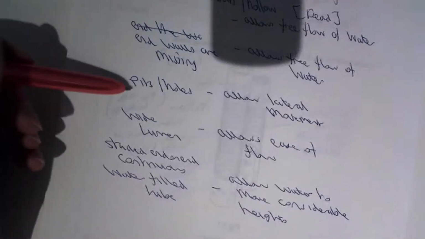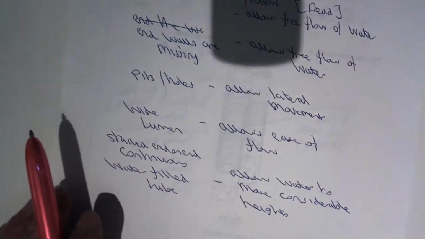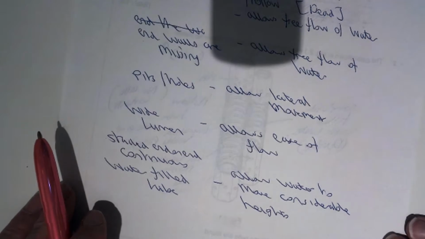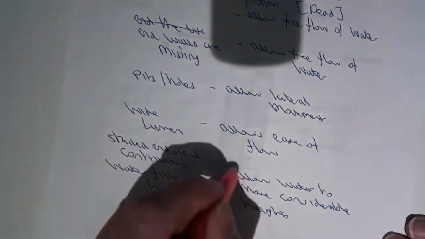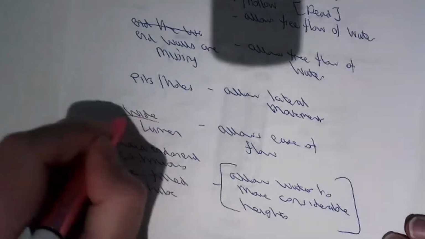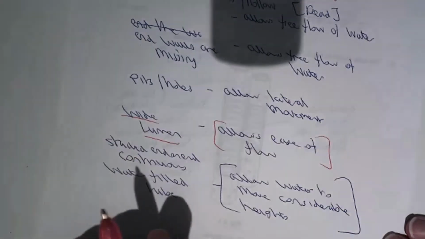So there's 1, 2, 3, 4, 5, 6 features that you could talk about. You need one feature and one role in each section. There's no mark given for just a role on its own. So you can get marks for a feature on its own, but for the second mark, you must include the role.